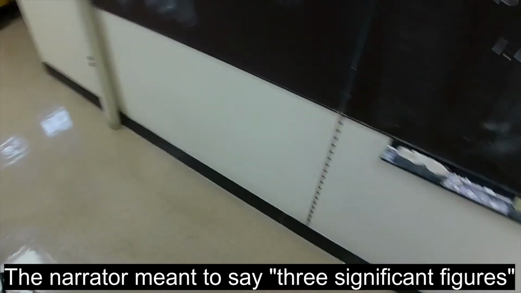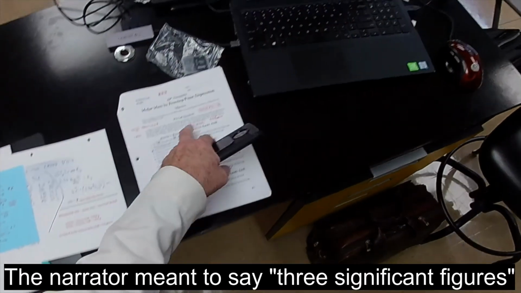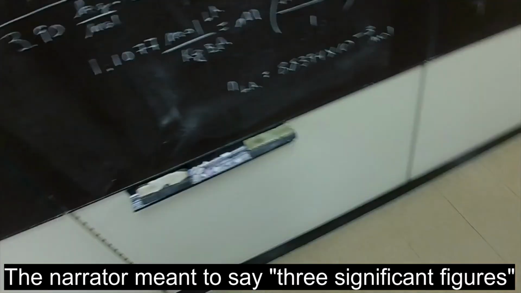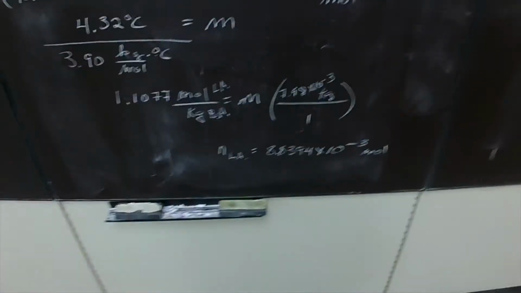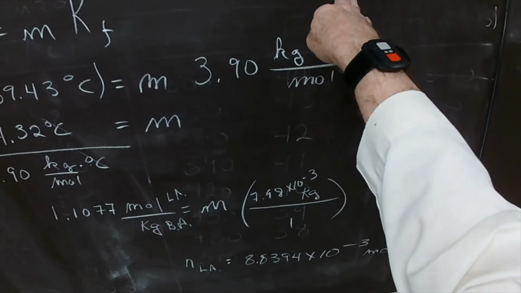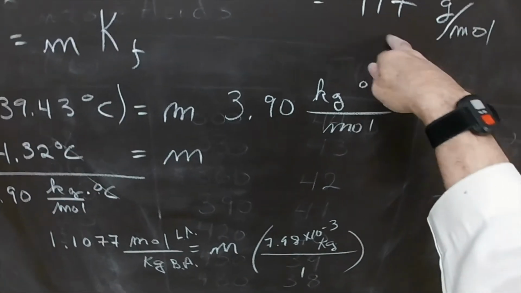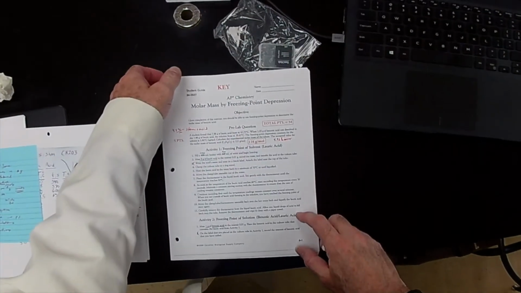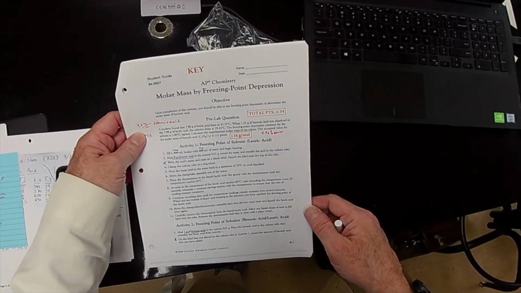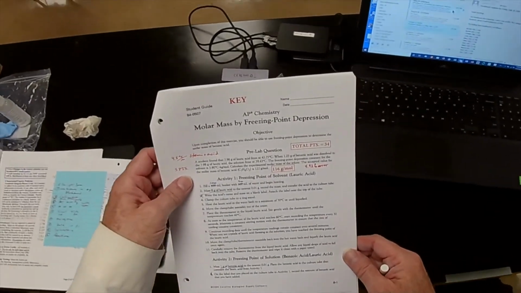Okay, so that is the pre-lab question. Now, if you do some rounding in here, it's very possible that you could end up with 116. 117 is probably as high as you're going to go. All right. Okay, it just says calculate the experimental molar mass. All right. So, that's the pre-lab question.